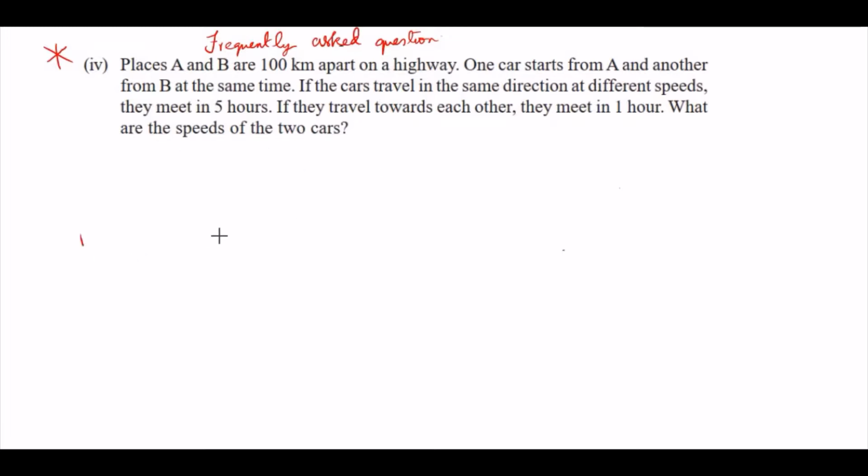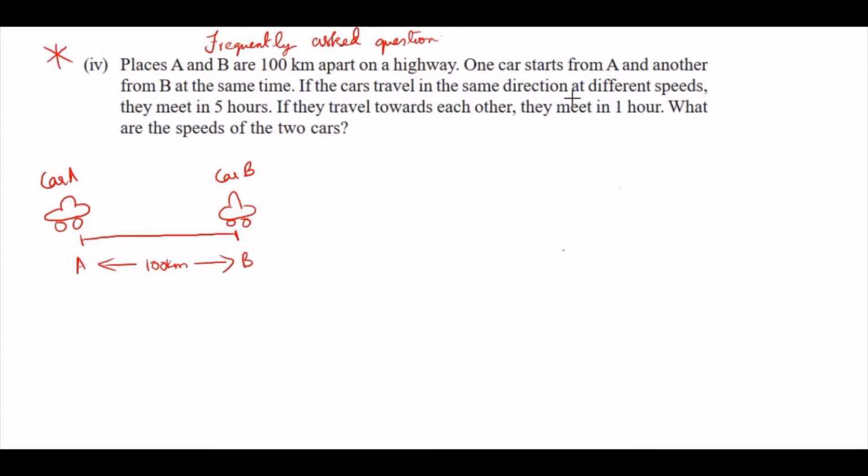So it's given places A and B are 100 km apart. And one car starts from A, let this be car A, and another from B at the same time. And this is car B. It's starting from place B. That is, one car starts from A and another car starts from B at the same time. So they both are moving at the same time.